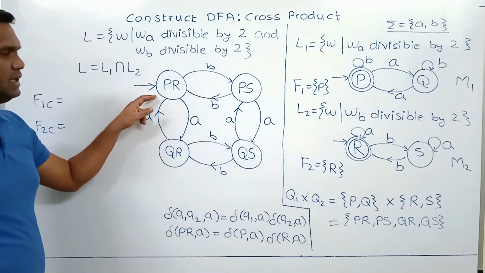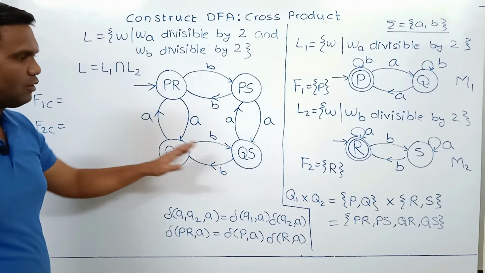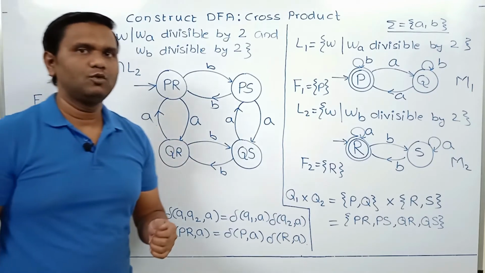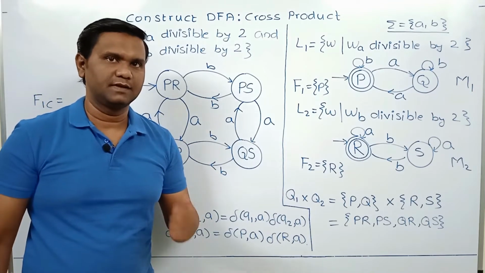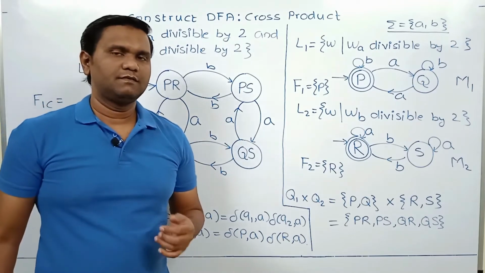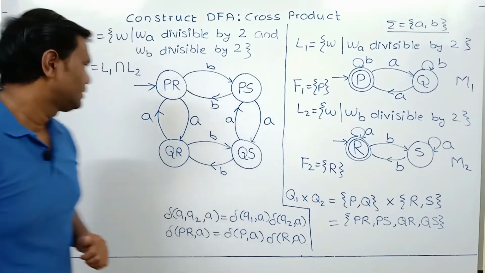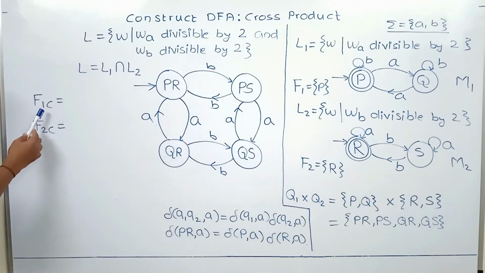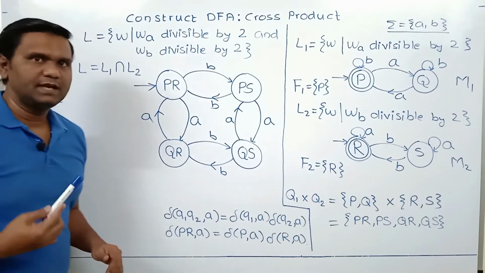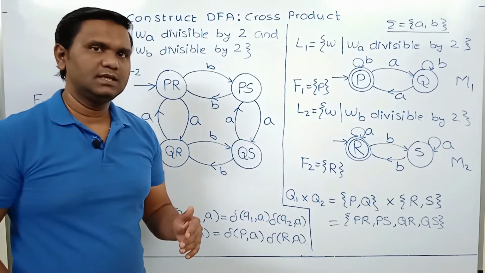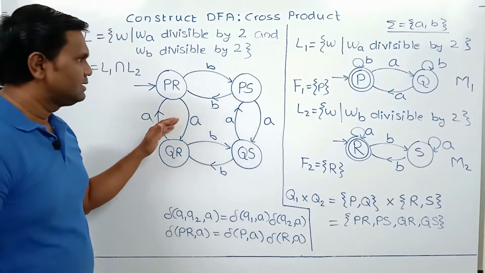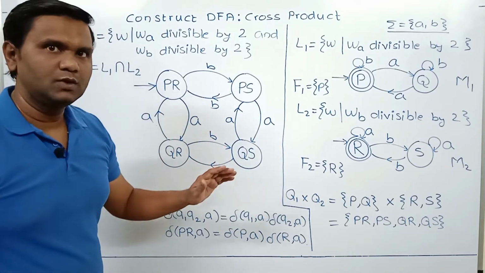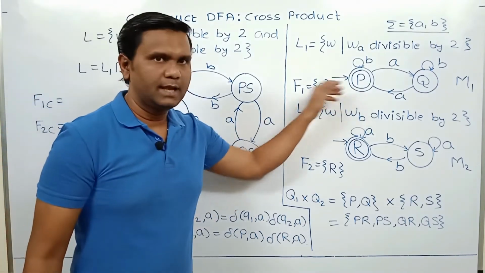Then we have marked initial state. We have calculated all the transitions. Now we have to calculate all the final states in the DFA. Now to calculate final states in the cross product of the DFA, first we have to calculate two sets, F1C and F2C. So what is F1C? F1C is all the states in cross product corresponding to final states in M1.